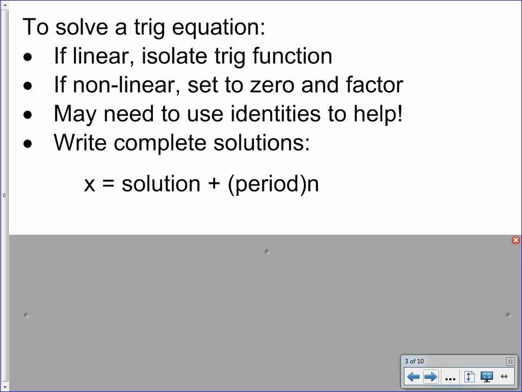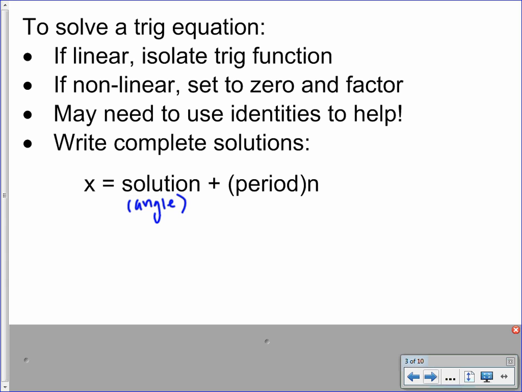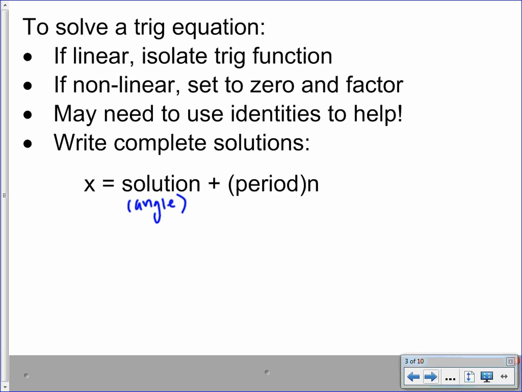I would like you to write x equals whatever your angle is. So I wrote solution. This is going to be your angle, plus the period times n. I'll give you a chance to write that down, and I'll talk about what that means.